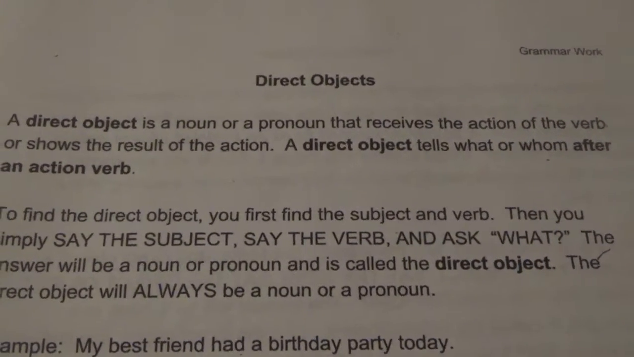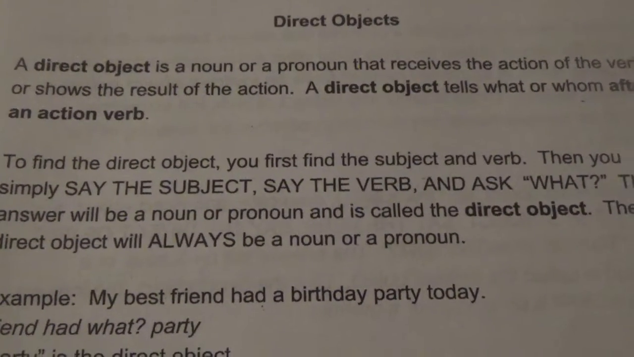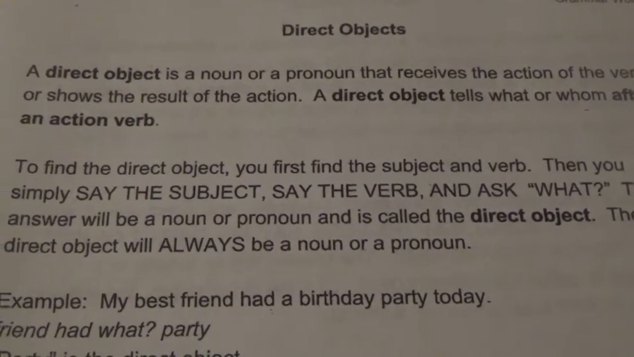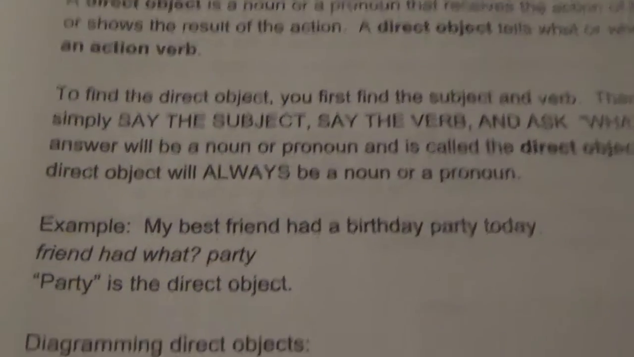A direct object tells what or whom after an action verb. To find the direct object, you must find the subject and verb, then you simply say the subject, say the verb, and ask what. The answer will be a noun or a pronoun, and it is called the direct object. Direct object will always be a noun or a pronoun.